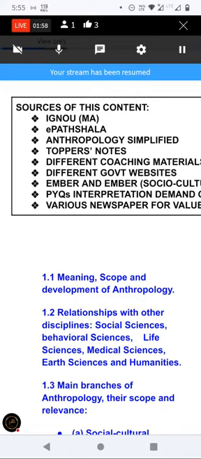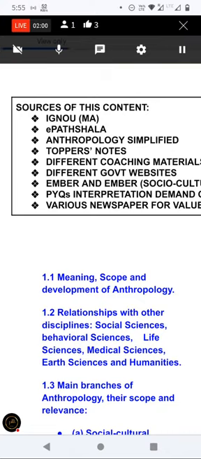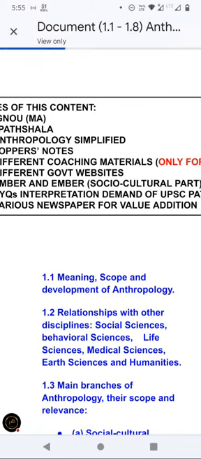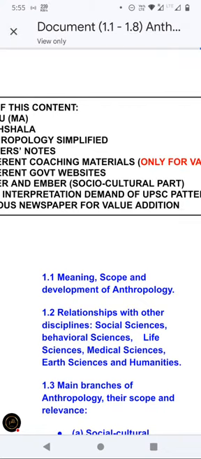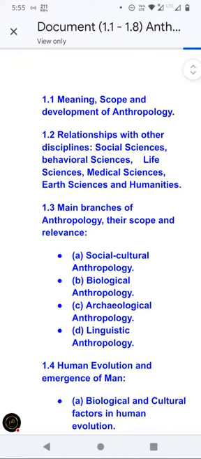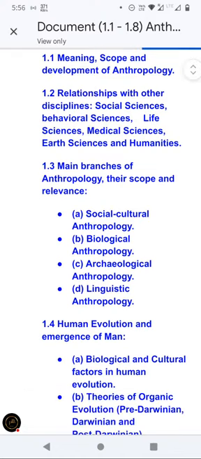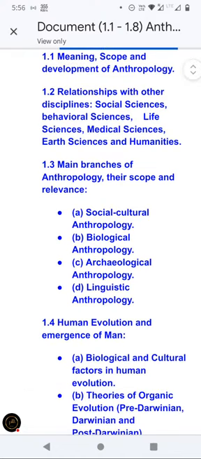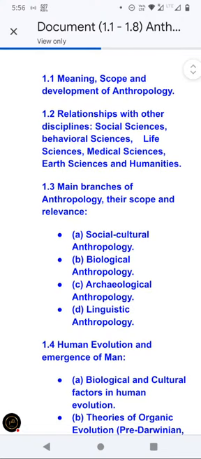Okay, so we will start the anthropology optional from today. And those students who are willing to take anthropology as an optional subject for the UPSC CSE 2024 examination, you are in the right place.